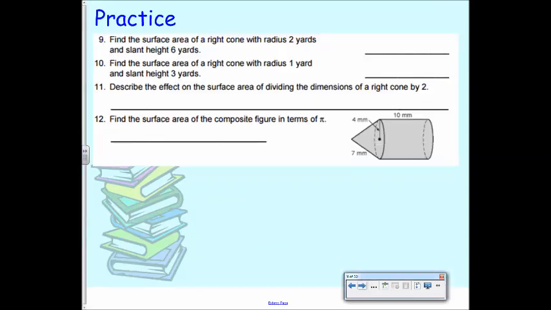Okay, I would like you to do 9, 10, and 11. No, go ahead and do all 12, and we'll see what you guys can get done in about 10 minutes. Okay, go. At your boards.